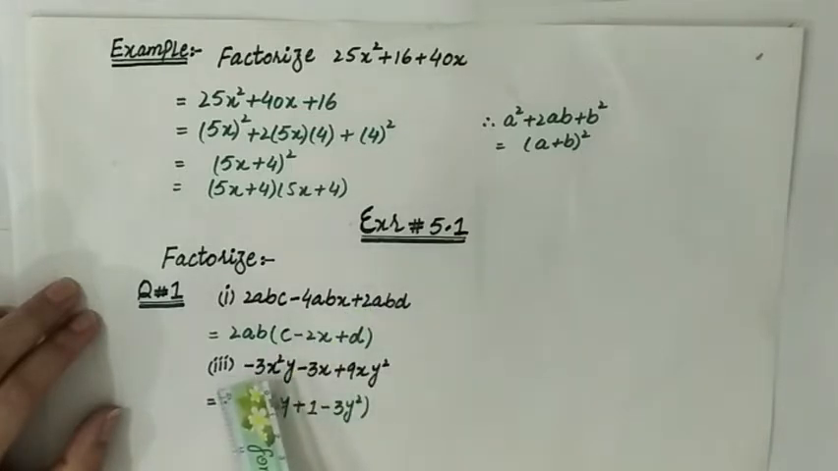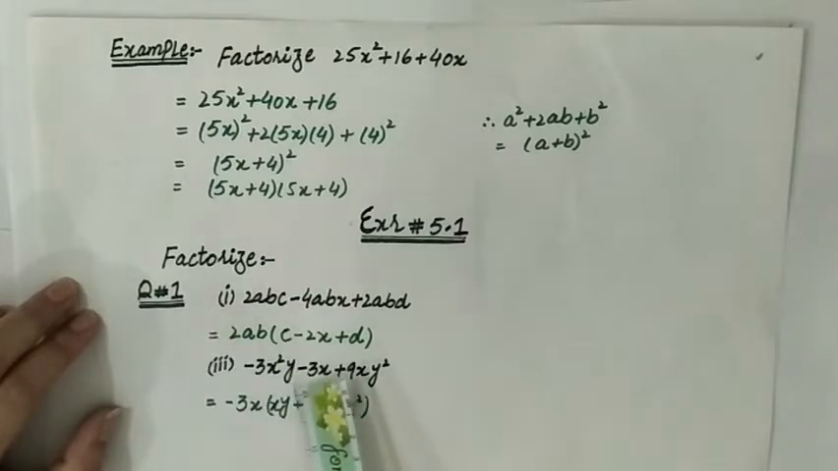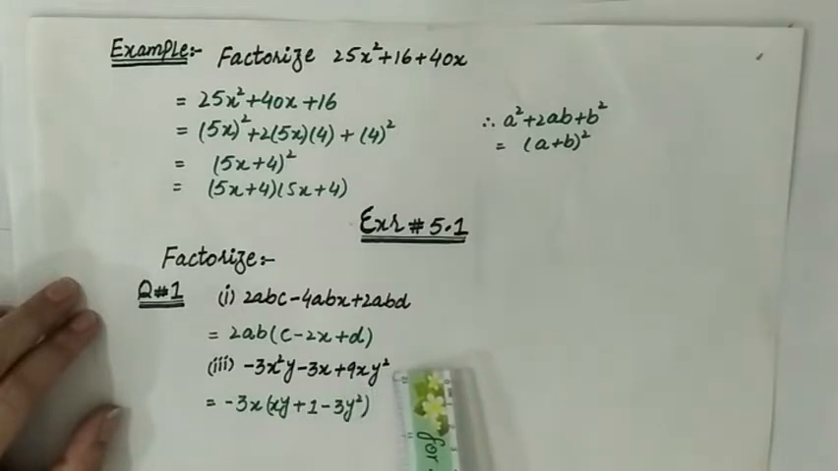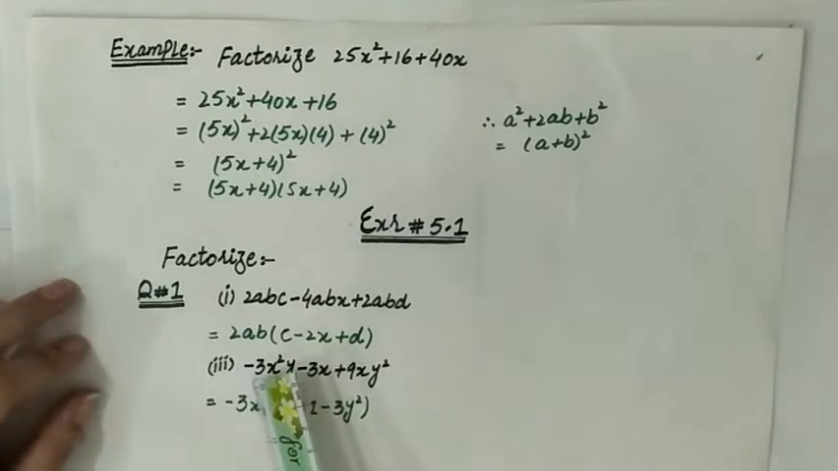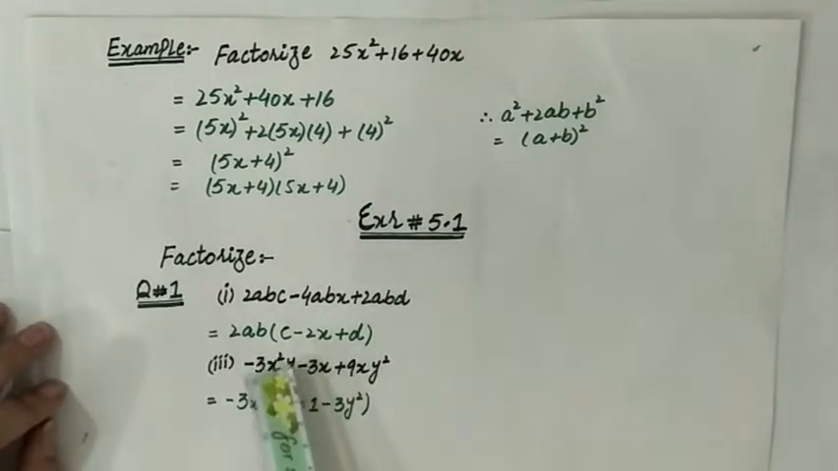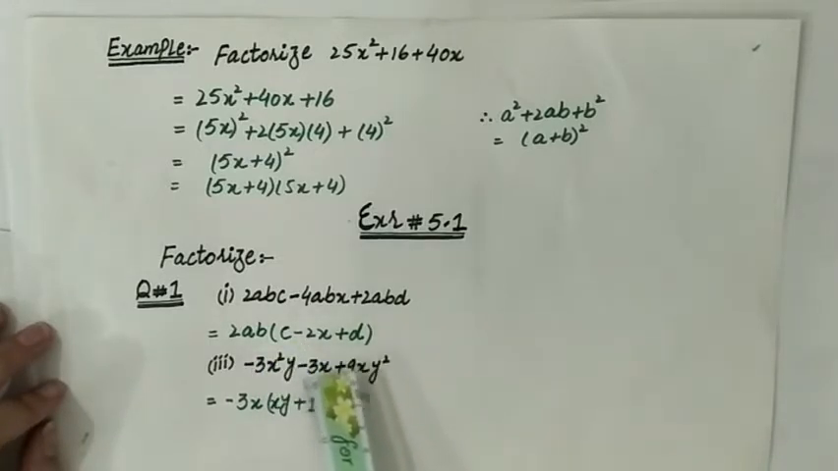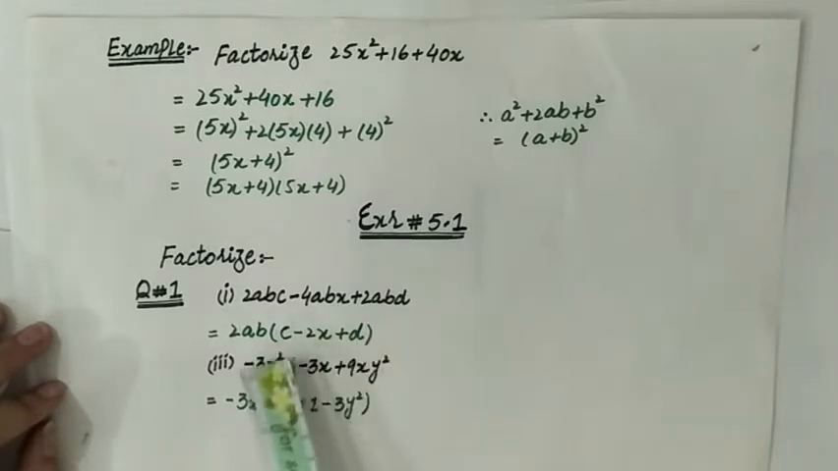Now we will take the third part of question number 1: minus 3x square y minus 3x plus 9xy square. In this expression minus 3 is a common value, because this minus 3 is divisible by 3, this minus 3 is also divisible by 3, and this 9 is also divisible by 3, and x is also the common value in all these terms.